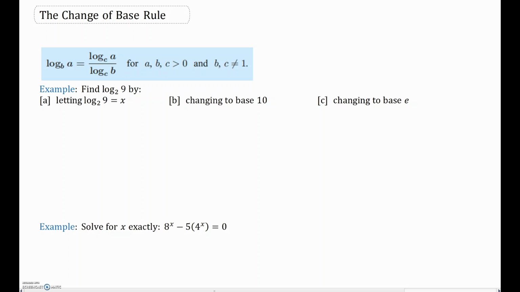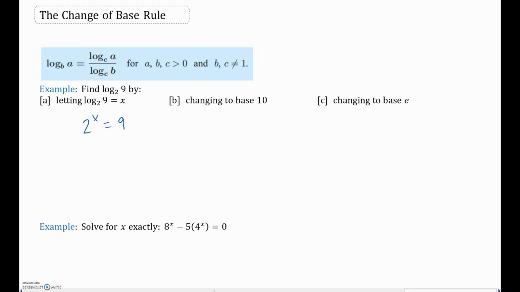You've seen it already, we kind of hinted at it in the video earlier, but here it is now in final form. It's probably in your book or your formula book, so you don't have to worry too much. But let's go ahead and solve this. Look at part A: log base 2 of 9 is equal to x. You could rewrite it using exponential form and get 2 to the x equals 9. That is one way to do it, or you could just use your graphing calculator and solve it.